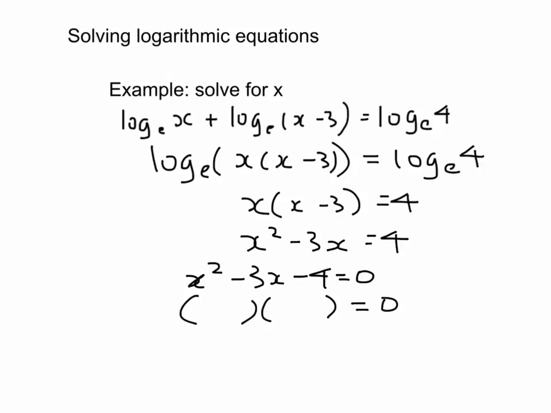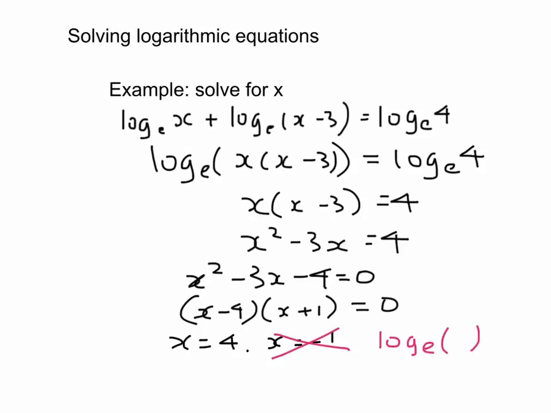This factorizes very nicely to x minus 4, x plus 1. And what do we do next? Then your two solutions are x equals 4 and x equals negative 1. However, we can't have that case because our logs are only defined if whatever's in the brackets, or the arguments, are positive. Okay?